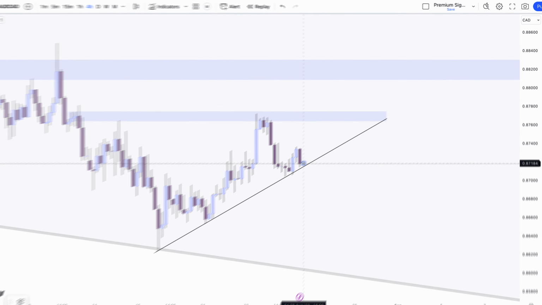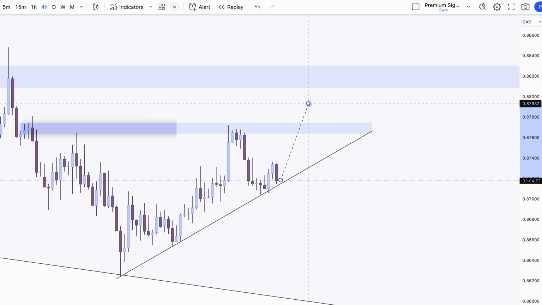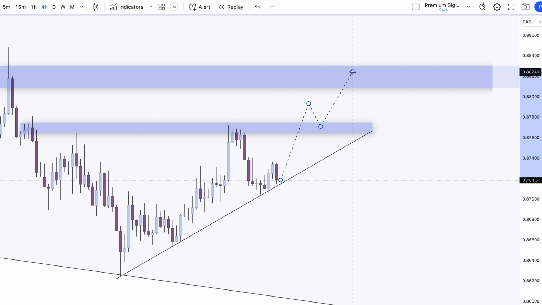So let's say we see a successful break through the resistance zone, maybe a push exhaustion scenario, and we expect the price to move towards an upside. But if the price fails to break through a higher time frame resistance, which is this zone, we should keep an eye out for a potential reversal towards the downside.